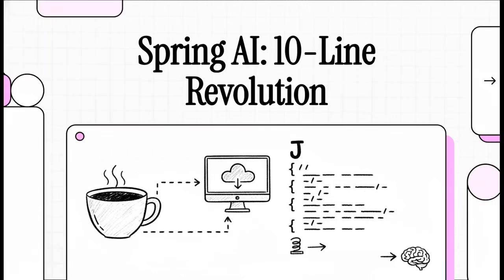Today we're diving into something that is completely, and I mean literally, transforming how developers work with artificial intelligence. Let's just jump right in and discover how we can integrate a super powerful AI model into an application using just 10 lines of pure, elegant Java.